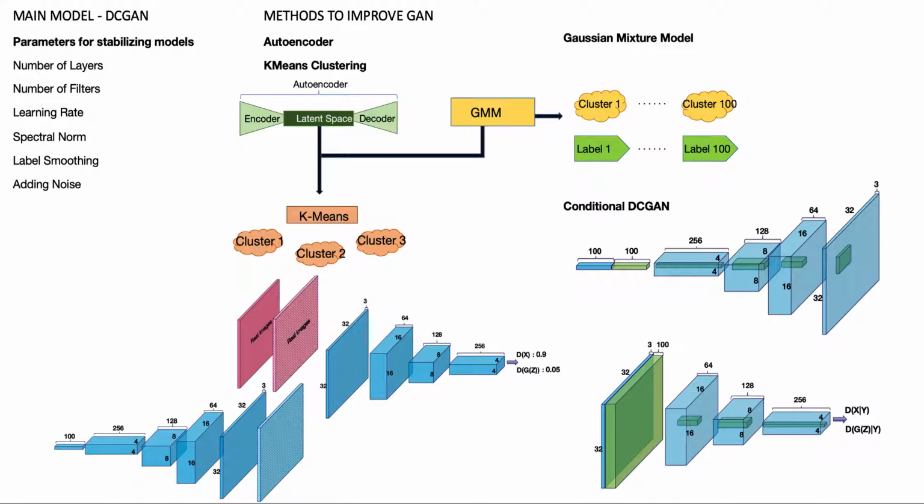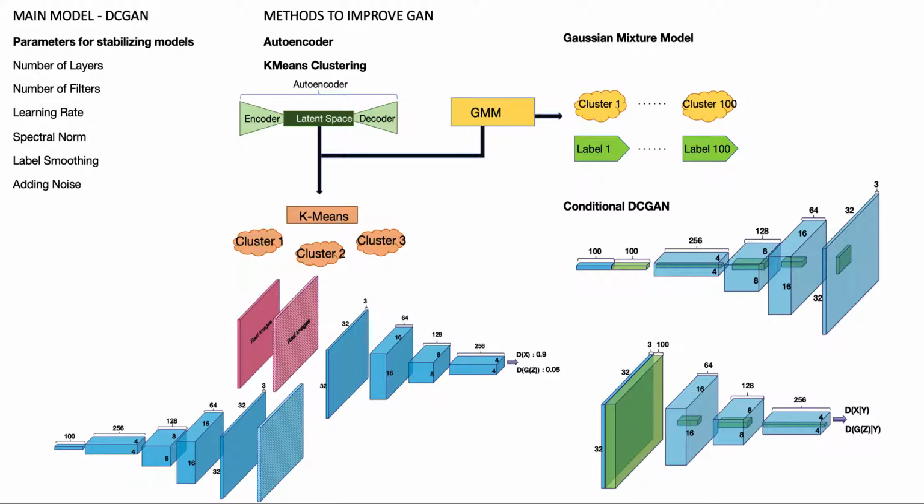The second one is using spectral normalization for each layer of the discriminator. Spectral normalization constrains the Lipschitz constants of convolutional layers. Anyway, it's an iterative way to approximate the regularization term. And sometimes using spectral normalization for the generator is good as well. The third and fourth parameters are adding noise to the inputs of the discriminator and doing label smoothing.